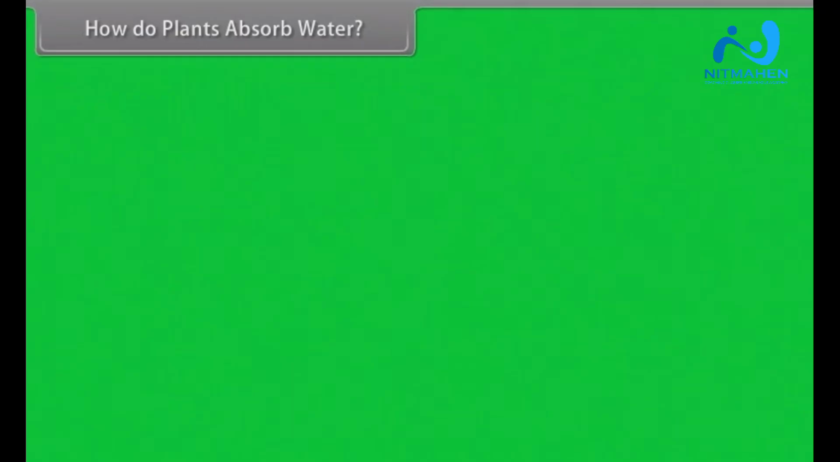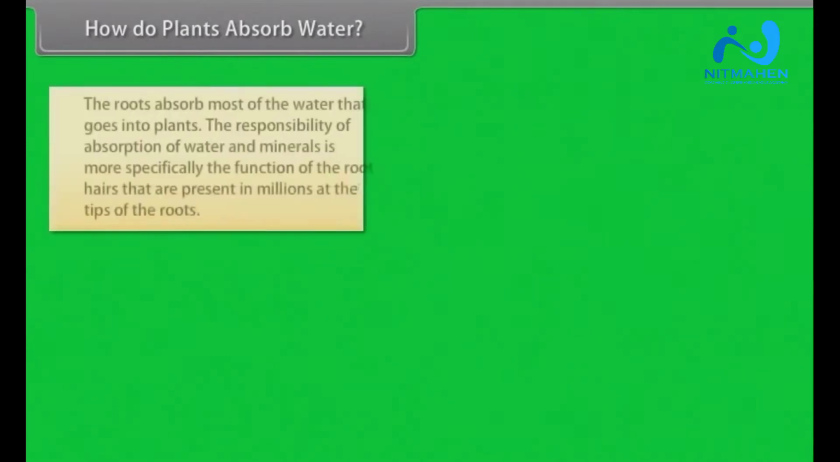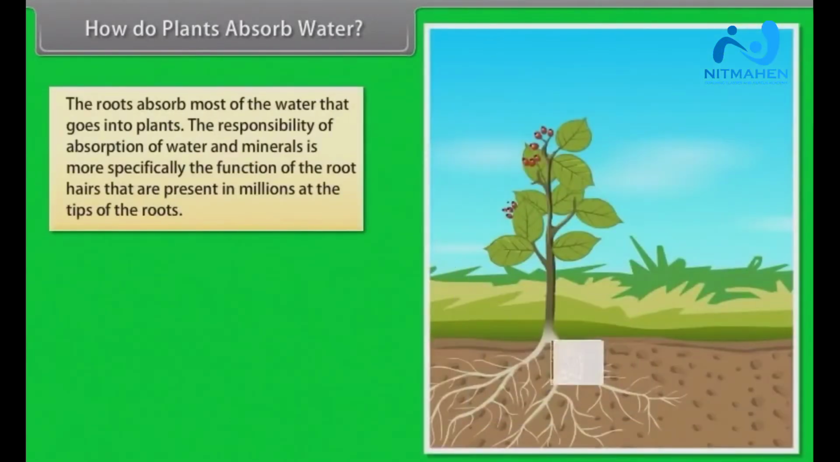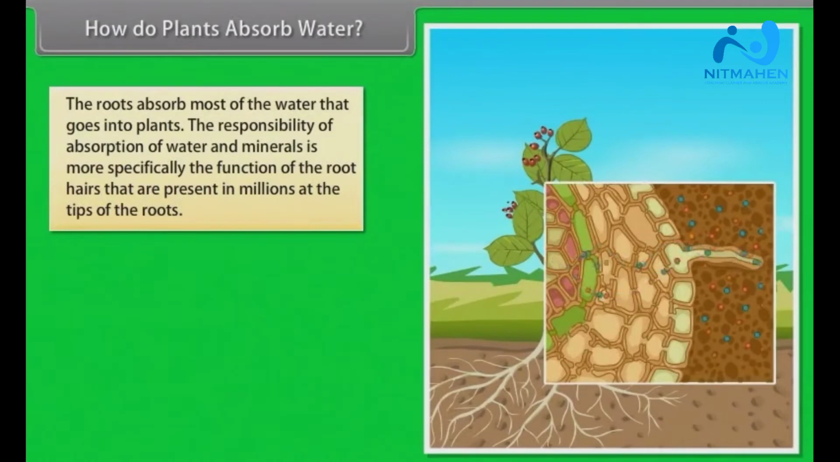How do plants absorb water? Now let us understand how plants absorb water. The roots absorb most of the water that goes into plants. That is why we give water to the soil and not on the leaves. The responsibility of absorption of water and minerals is more specifically the function of the root hairs that are present in millions at the tips of the roots.